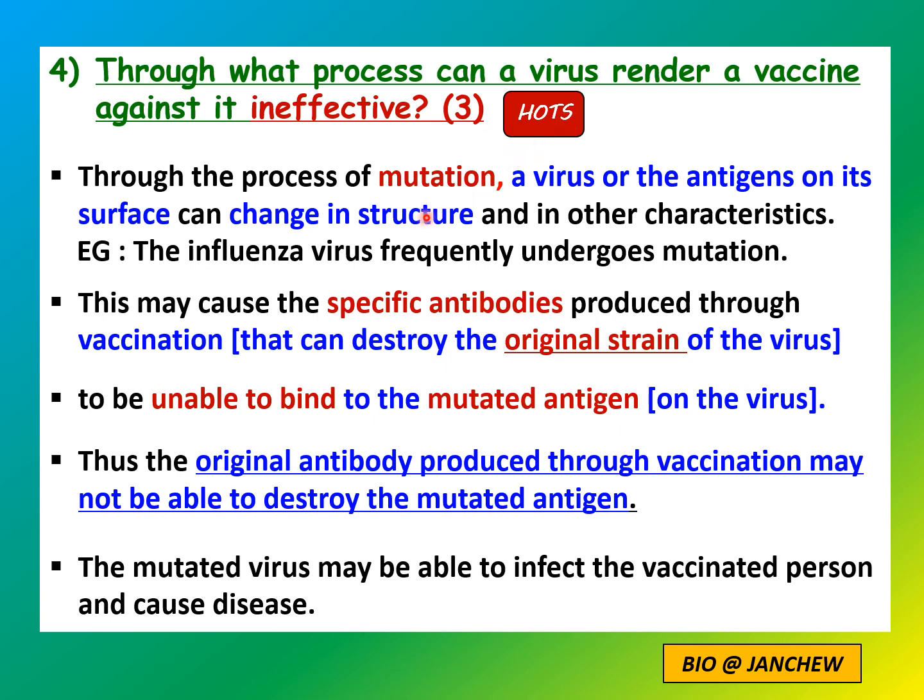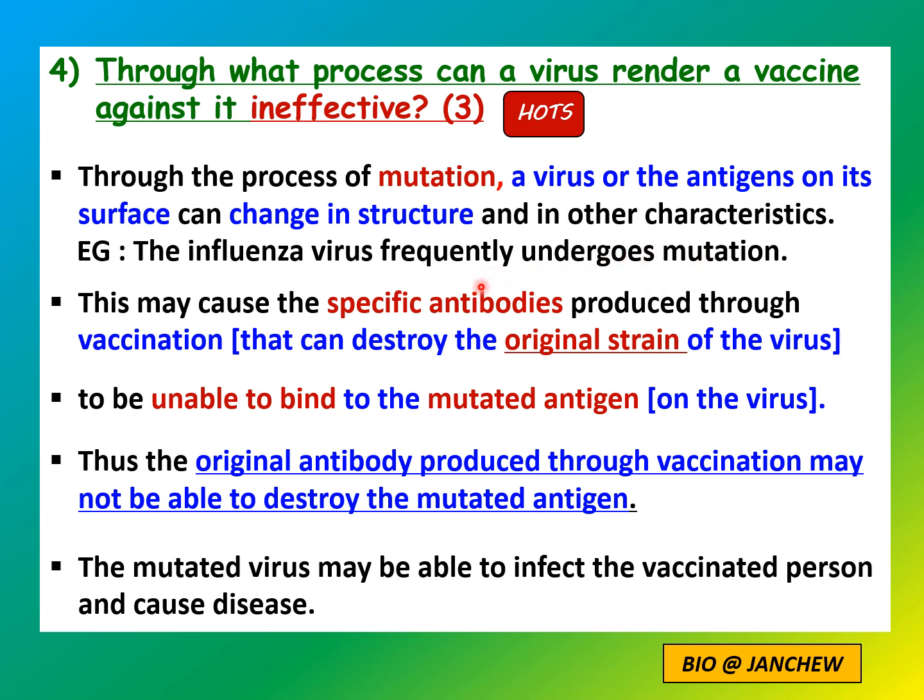of mutation. So some types of viruses can mutate very quickly as they jump from host to host, and mutation is an abnormal, sudden and random change in the genetic material of a cell. So in this case, the virus has a strand of RNA in it. All right, so it can undergo mutation, and the antigens on the virus, such as the spike protein, which is the foreign particle on the surface of the virus, can change in structure and in other characteristics.